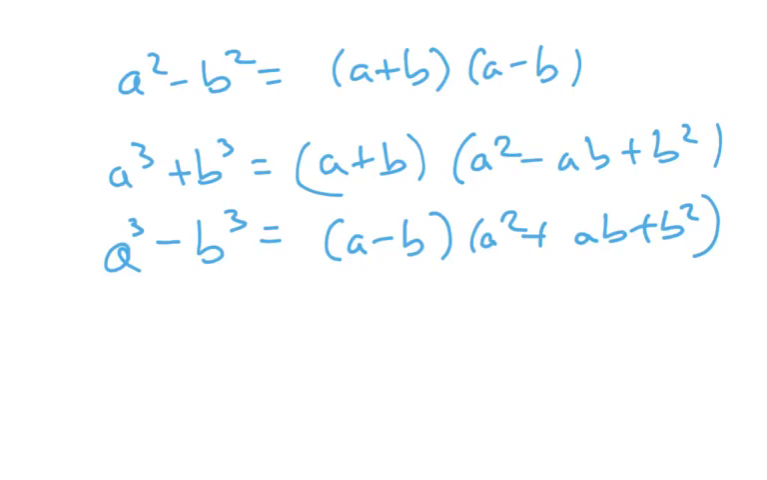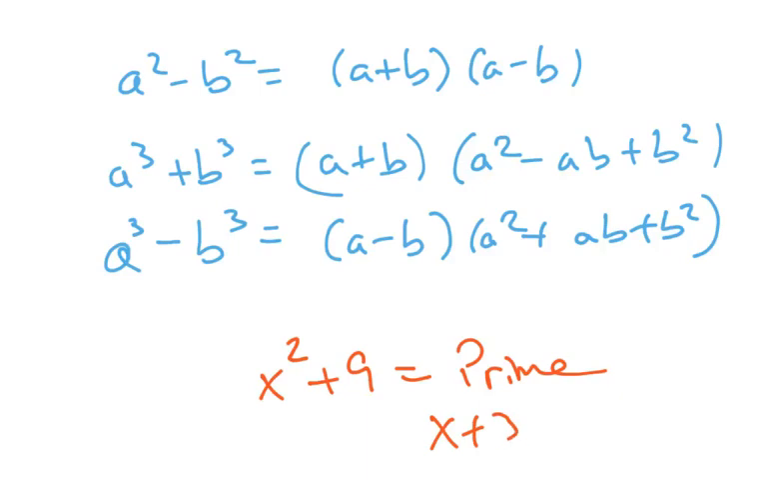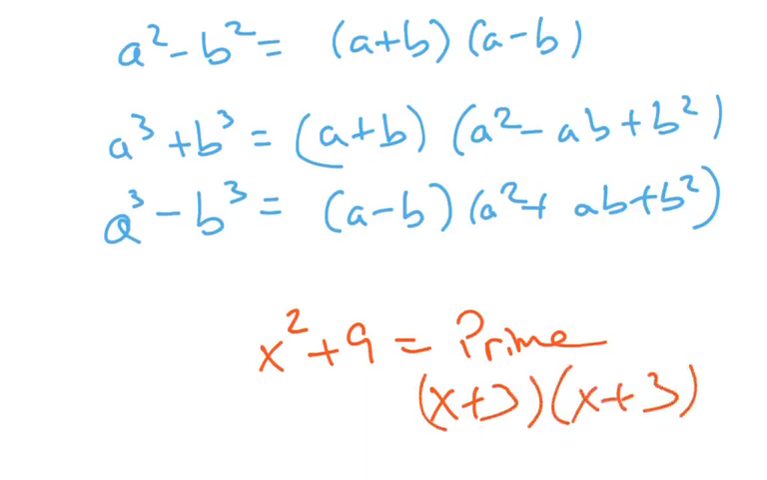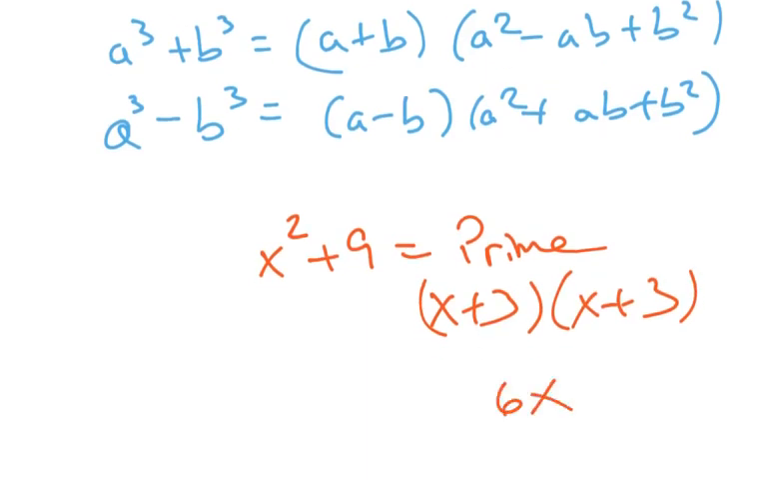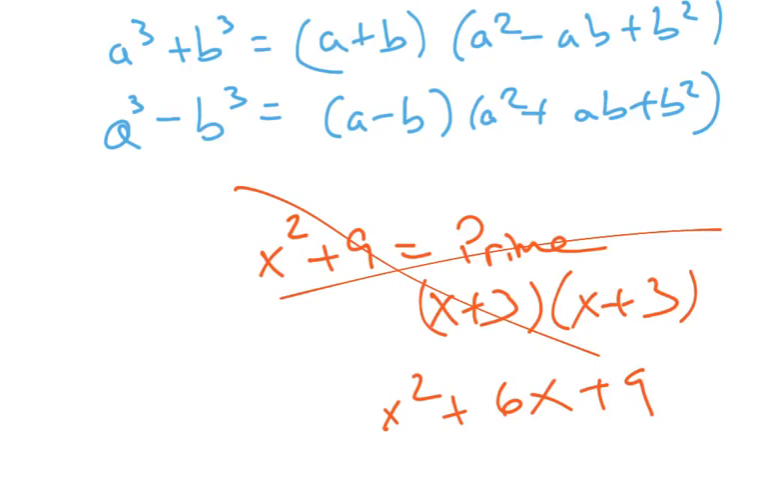One last comment on this, just make sure you understand that if you have something like x squared plus 9, this is prime. This is not the difference of squares. There is no such thing as a sum of squares factoring. When you see this, don't say something like x plus 3 times x plus 3, right? Because if you do this, you're going to get a middle term of 6x. Right, you would get this actually. So this does not exist. Don't get that confused.